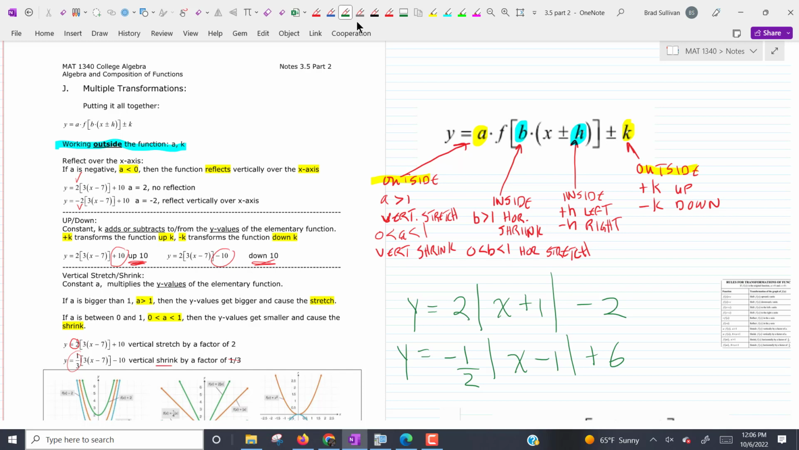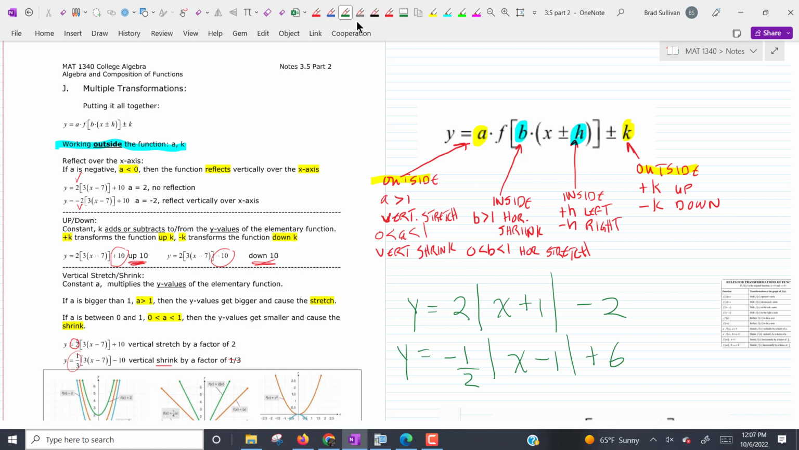Okay, all right, just want to check you on a couple of things. You can write them down if you want to, but you don't have to. Look at the 2 things that are outside of the absolute value function. If you're outside, it's either making things go up or down, or it's making things vertically stretch or shrink. What does this minus 2 do? It's outside the function. Okay, down 2, right?